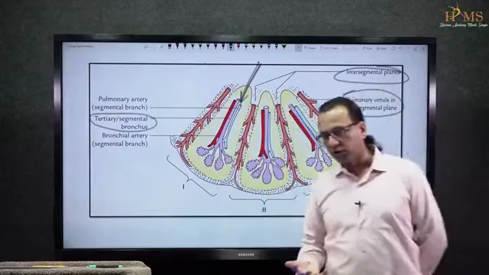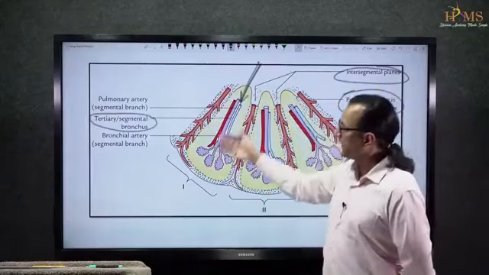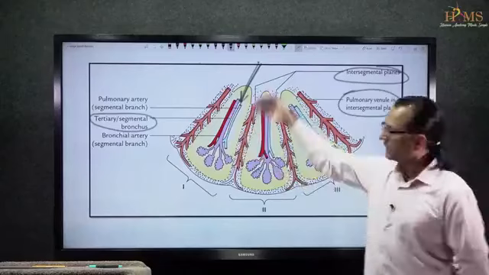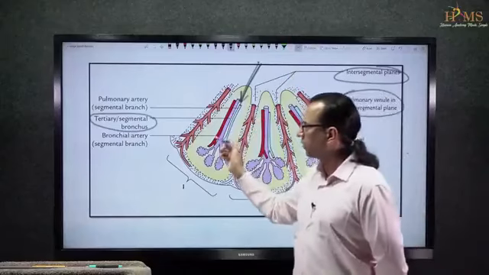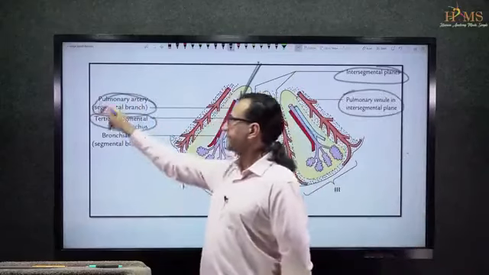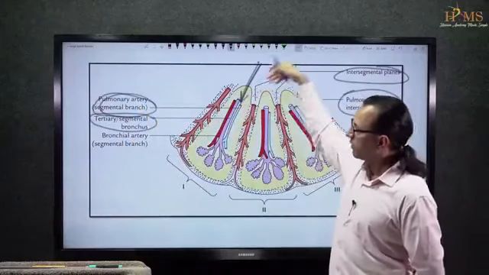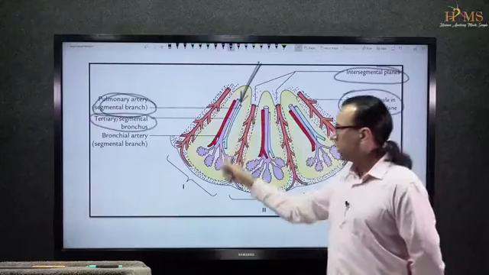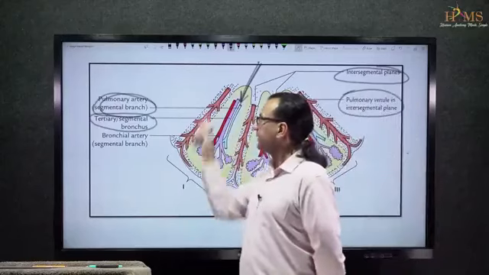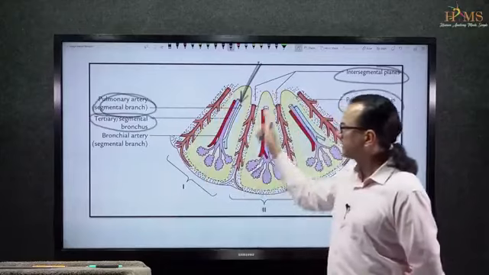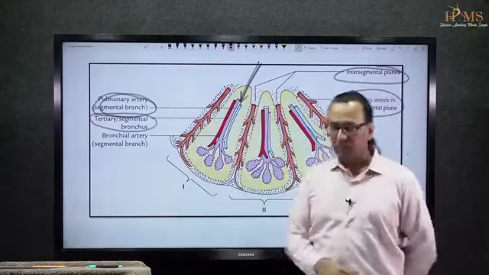Then who brings the deoxygenated blood? The deoxygenated blood is brought from the heart into the lung by what is called as pulmonary artery. So it is shown in blue color. Now blue color artery, pulmonary artery, bring the deoxygenated blood and will be oxygenated and then carried back by the pulmonary veins, which are intersegmental in nature.